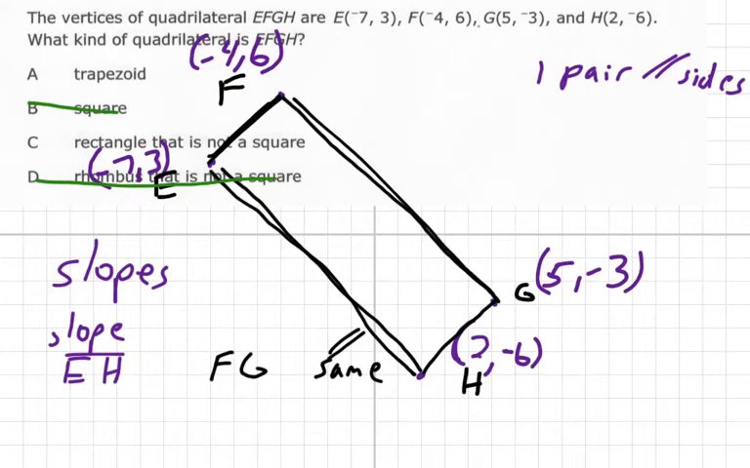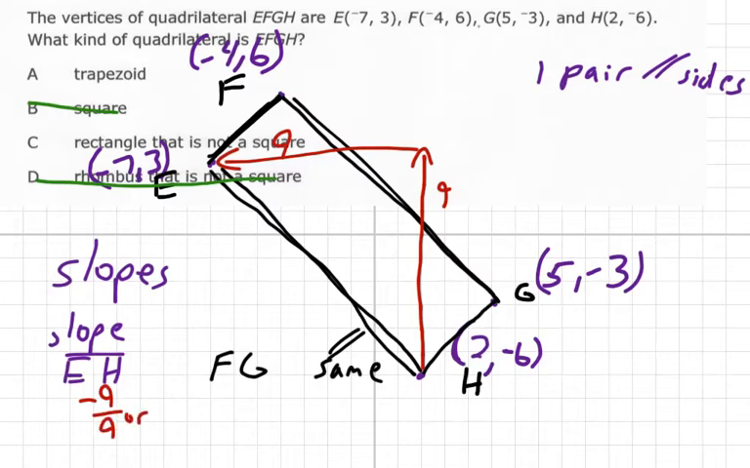So how much does it rise to get from H to E? It goes up 1, 2, 3, 4, 5, 6, 7, 8, 9, so the rise is 9, and then the run is 1, 2, 3, 4, 5, 6, 7, 8, 9, so it goes 9 across. And it's going downhill for my slope, so I know it's a negative. So it's negative 9 over 9, or negative 1.